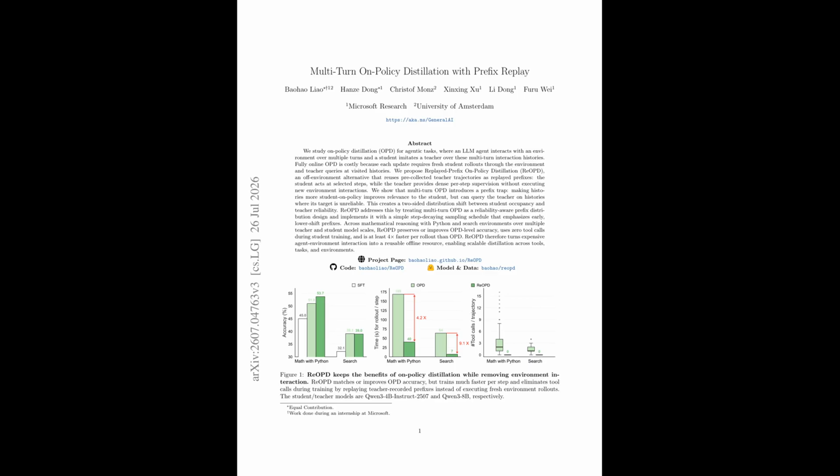If you just show the student the teacher's perfect trajectories and train it to copy them, the student learns to mimic behavior on prefixes it would never actually encounter because it makes different mistakes than the teacher. Then at inference time, when the student inevitably drifts off the teacher's path, it has no idea how to recover. Errors compound. The fix that's become popular is called on-policy distillation.